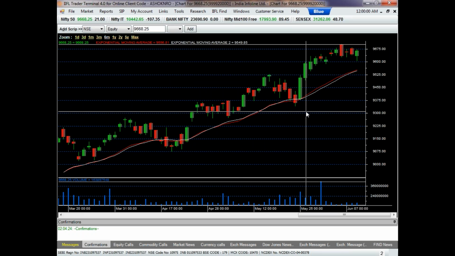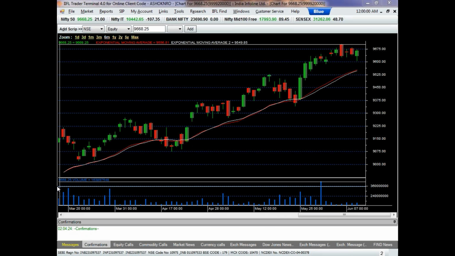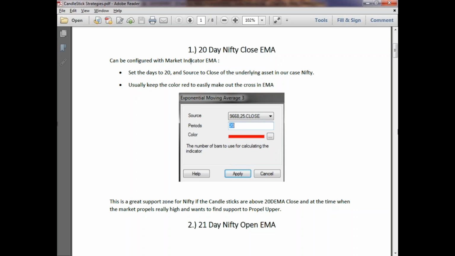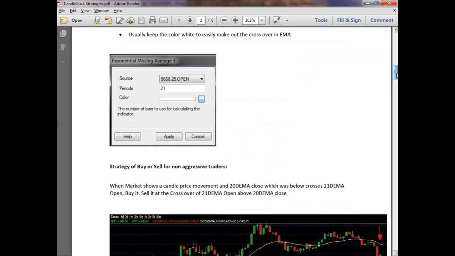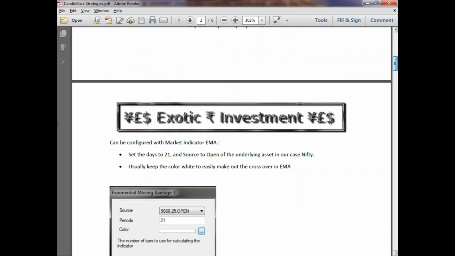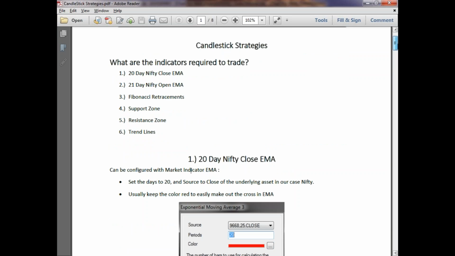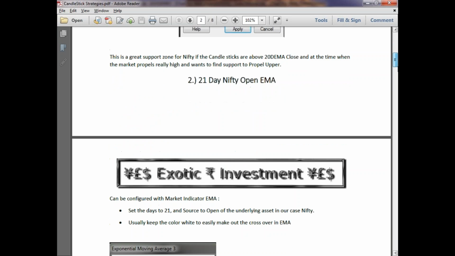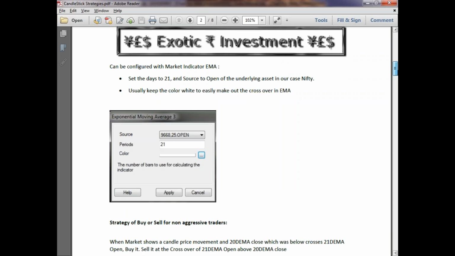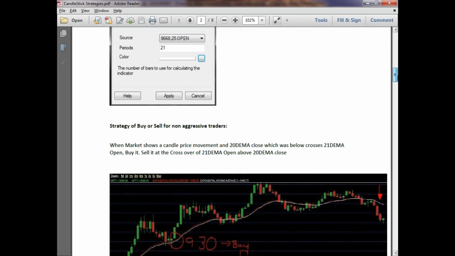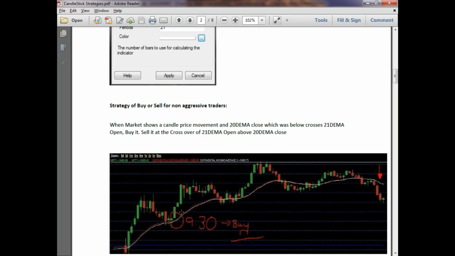So this is the 20 and 21. Okay, we are almost running out of time, and I will go a bit faster. Let us consider the third strategy, that is the Fibonacci retracements. This is the mother of all. Over here I have given you an example about 20-day and 21-day.